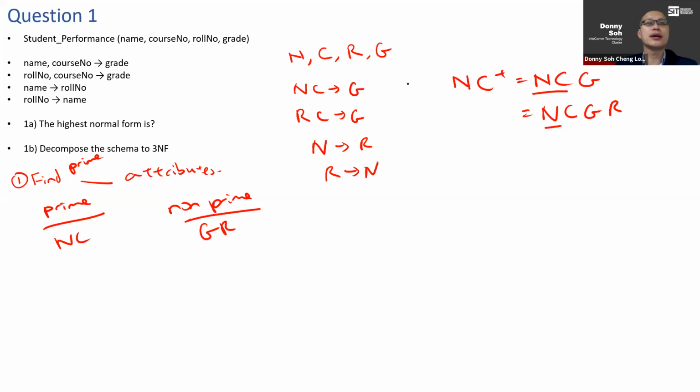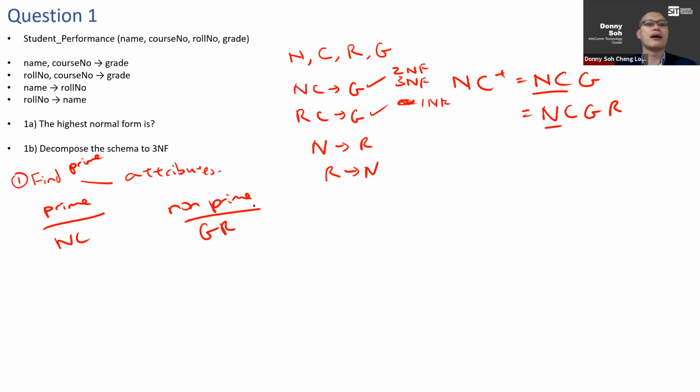Okay, let's look at this condition one by one. This condition, G is a non-prime. This is a candidate key. So this is in 2NF and this is in 3NF. Okay, let's look at this condition. RC implies G. G is a non-prime. RC is actually part of my so-called candidate key. So actually this is not in 2NF.